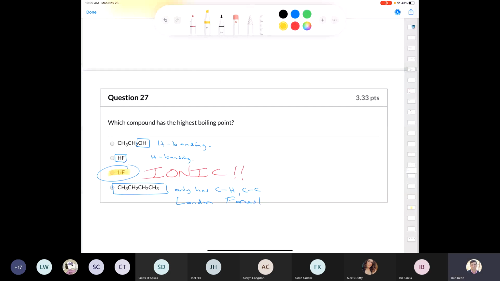Much stronger than any of these other forces. Ionic is off the charts compared to London forces, which is the weakest type of intermolecular force, and hydrogen bonding. Not even anywhere close. Give me a thumbs up if you follow me on it now. Lithium fluoride is an ionic compound. Okay, good. All right.